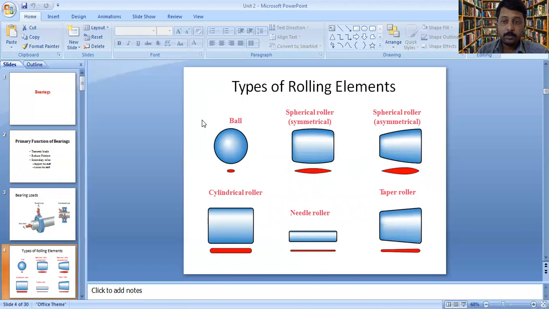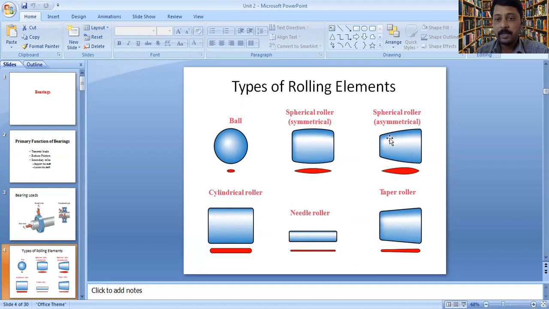Now, I have shown you the ball type of bearing. There are different types of rolling elements used in a bearing. When we use a spherical steel ball or a ball of another material, it is called a ball bearing. This is a sphere, as you can see here. Then there is another type, the spherical roller. It is an elongated element with some curves at the ends, and the middle portion is somewhat bigger than the end portions. This is also called a symmetrical spherical roller. And this one is called an asymmetrical spherical roller.